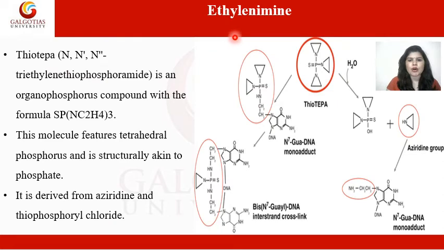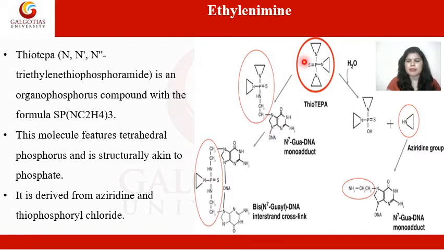The second category of alkylating agents is ethylene amine, and the drug belonging to this class is thiotepa, chemically known as triethylene thiophosphoramide. It is an organophosphorus compound with the formula SP(NC2H4)3. This molecule features tetrahedral phosphorus and is structurally akin to the phosphate ion. It is derived from aziridine and thiophosphoryl chloride.